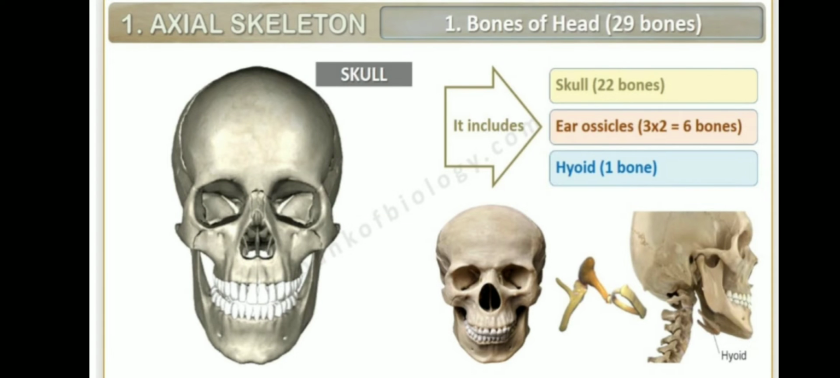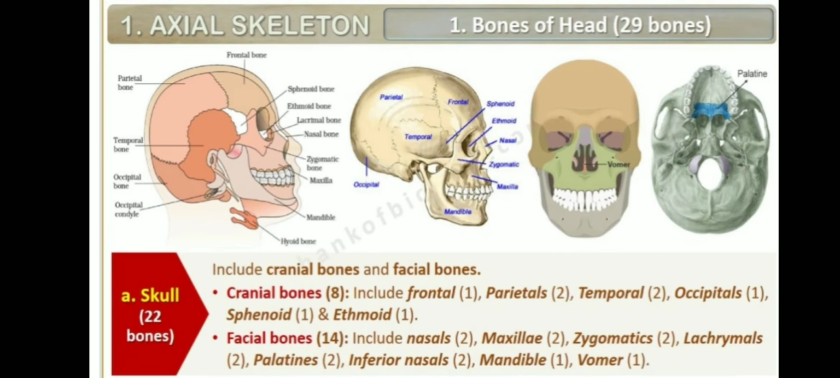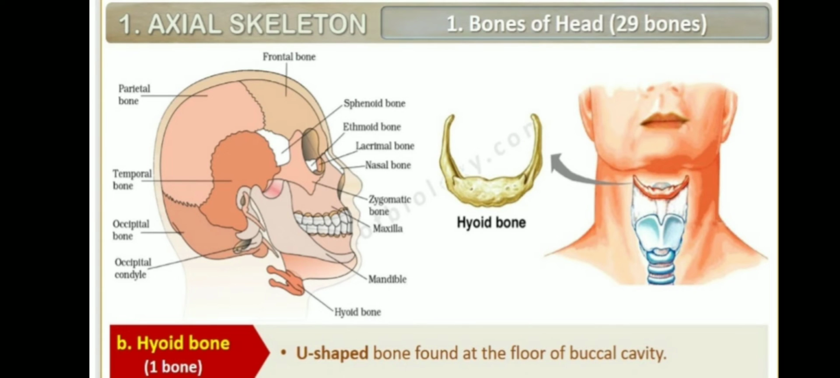The skull is composed of two sets of bones, cranial and facial, a total of 22 bones. Cranial bones are 8 in number. They form the hard protective outer covering, the cranium, for the brain. The facial region is made up of 14 skeletal elements which form the front part of the skull. A single U-shaped bone called hyoid is present at the base of the buccal cavity, and it is also included in the skull.